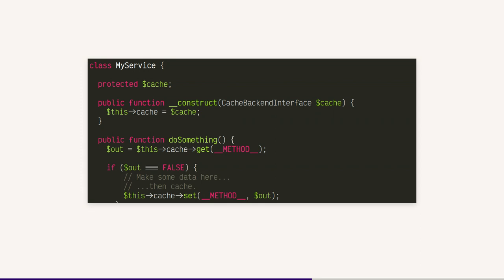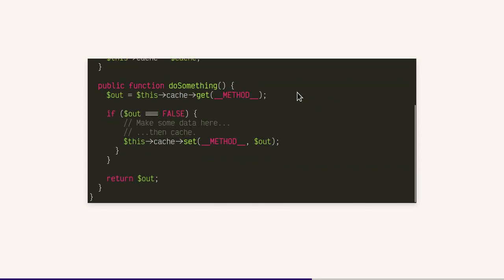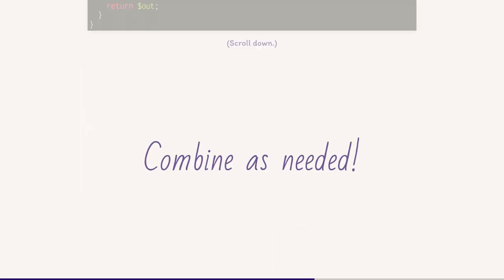So how does this look in a service? Well, we have our service, we have our cache backend. We're going to get that from our constructor and assign it internally, and then afterwards we can just use it like normal. No big deal.